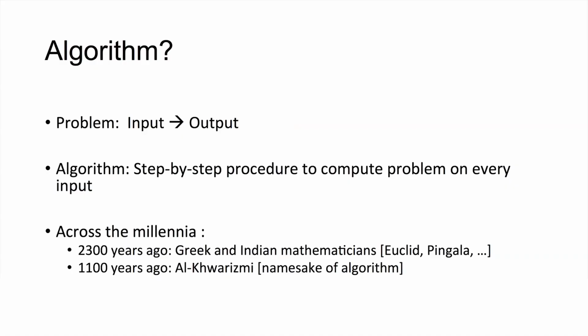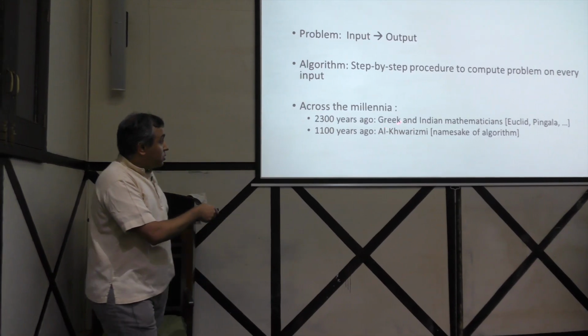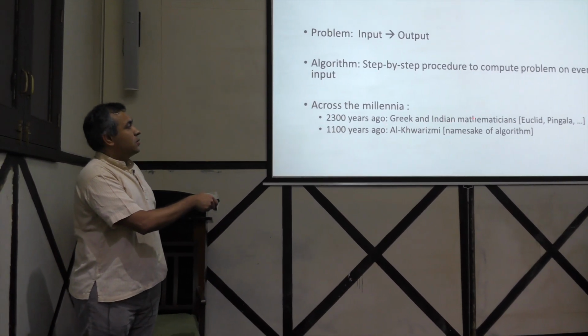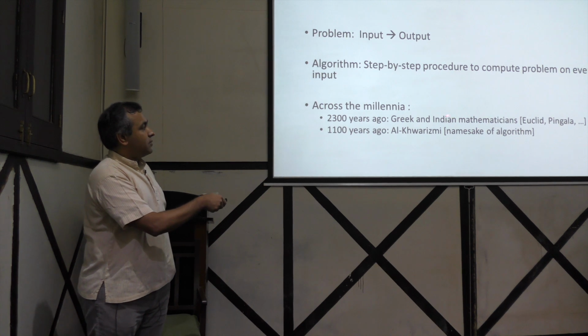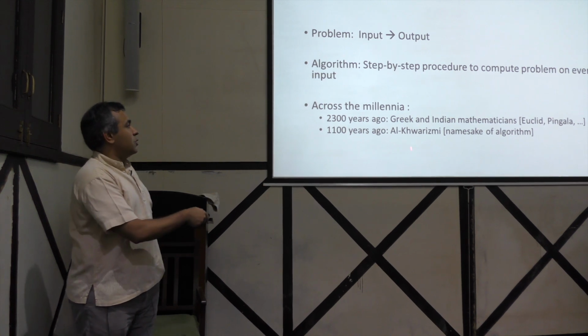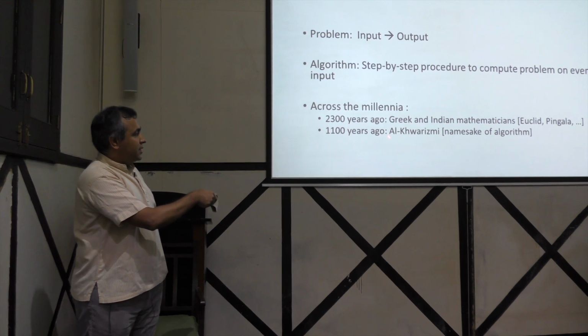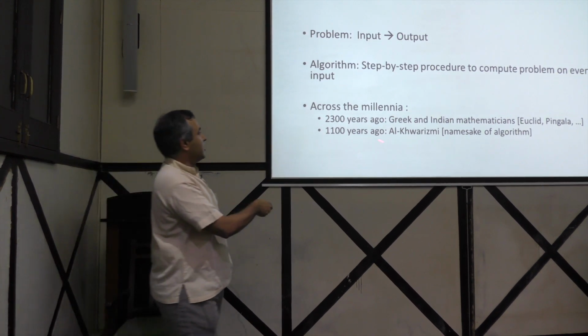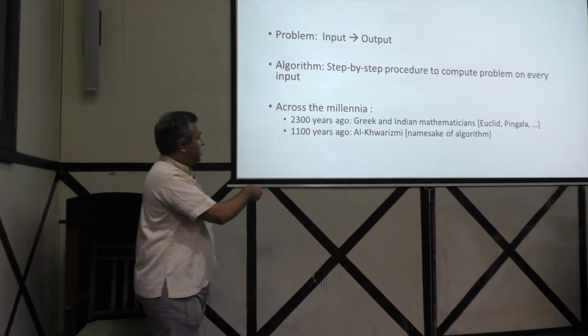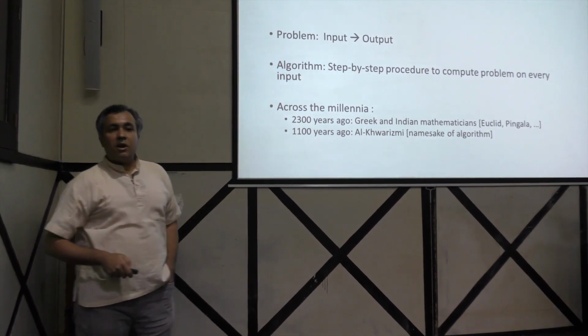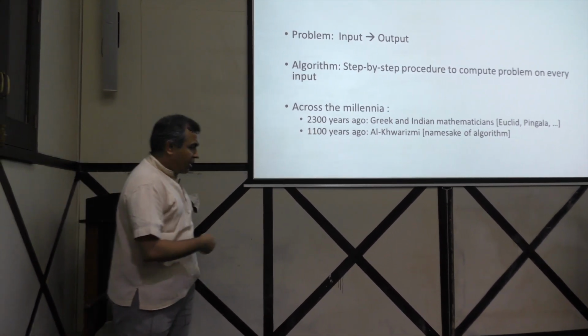Now, 1,000 years later, Al-Khwarizmi, a Persian mathematician who was primarily in Baghdad, wrote a treatise on the arithmetic that the Indians were doing at that point of time. And in fact, the word algorithm comes from his name. Al-Khwarizmi from Baghdad, algorithm is actually derived from his name.